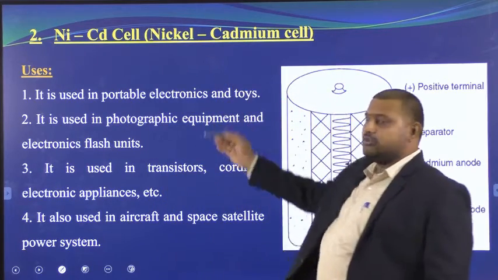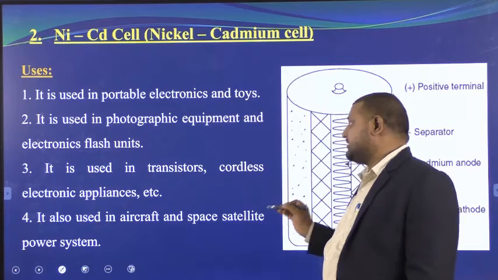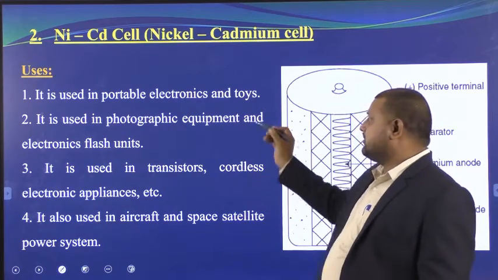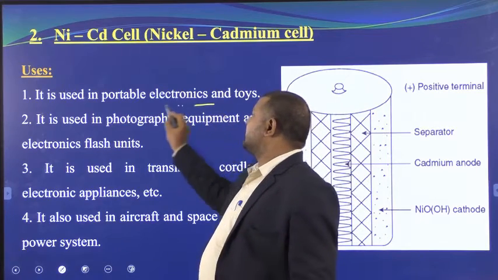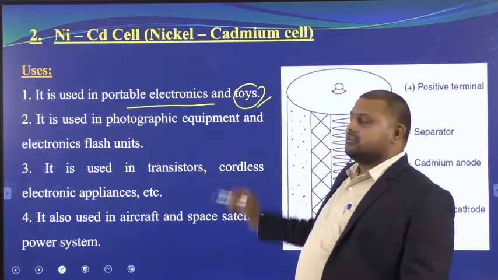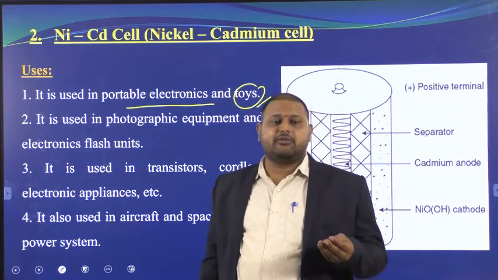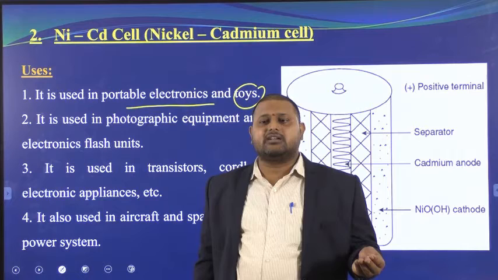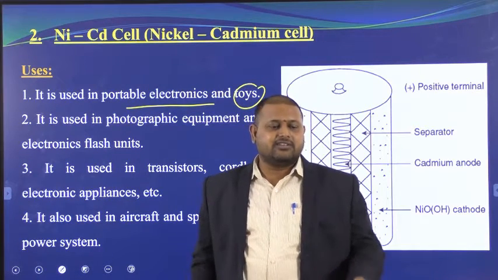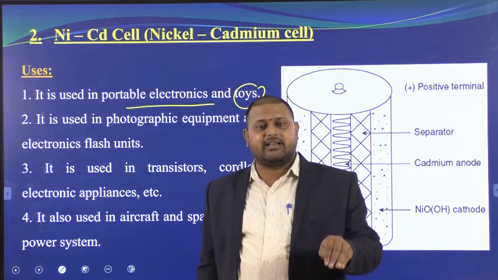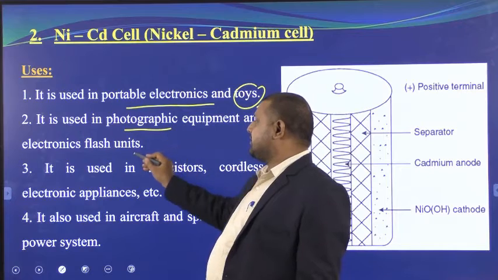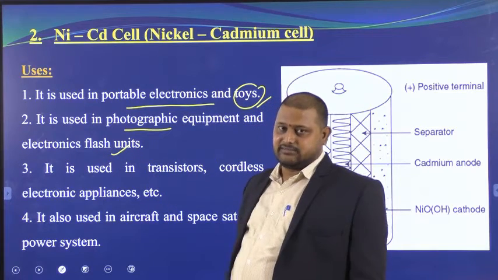Now see here what the uses of this are. What are the important uses? It is rechargeable, very good. They are used in portable electronics, generally in toys. For children, if you buy a toy and within 1 hour or 2 hours it discharges, what happens? They start crying. So if you can recharge it again and keep it there, then it will be useful for you. It is also used in photographic equipment and flashlights.